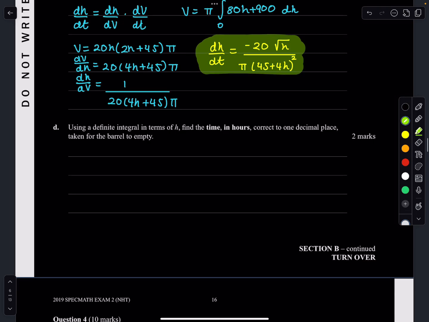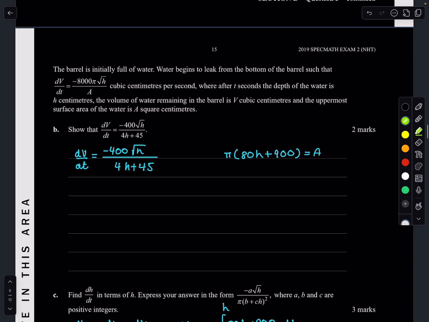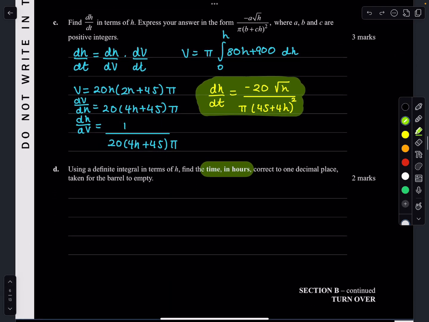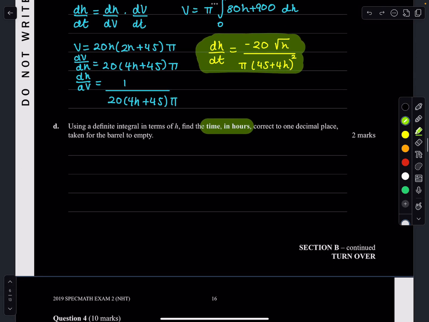Next question. Using a definite integral in terms of h, find the time in hours. Be careful, in hours. So I think the other one was in seconds. Did we talk about seconds? Yeah, it was in seconds. So be careful with that. Correct to 1 decimal place, taken for the barrel to empty. Easy. So we got this dh/dt. So let's write that down. So actually reciprocate it first.